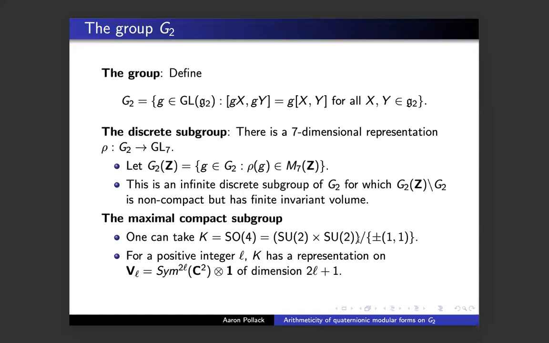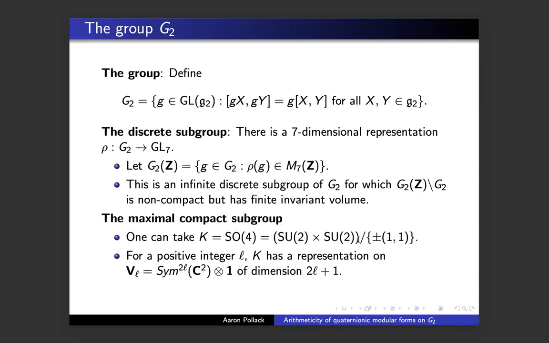Okay, so now I've defined the Lie algebra of G2, the group G2, and an arithmetic subgroup, G2 of Z. And the last piece of data that I want to make precise is a maximal compact subgroup of the real group G2 and some representations of this maximal compact subgroup, so I can talk about weights of modular forms on G2. A maximal compact subgroup, it turns out, can be identified with the compact group SO4, which has an exceptional isomorphism with two copies of SU2 modded out by a diagonally embedded plus or minus 1.